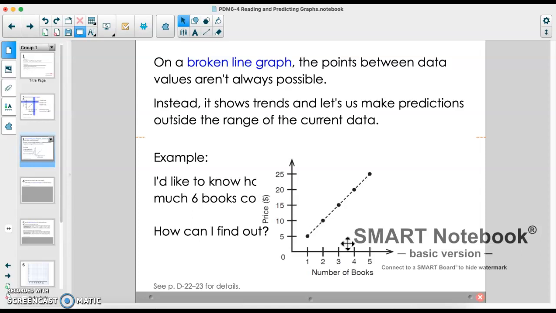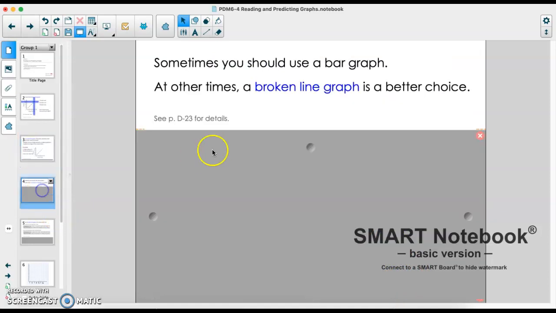And I could say, if I want to know how much 10 books cost, that's going to be 10 times $5, which means it's going to cost $50. Okay? And so that is a way that we can make predictions about data values that aren't on the graph. Okay?